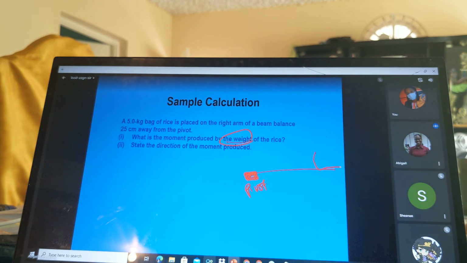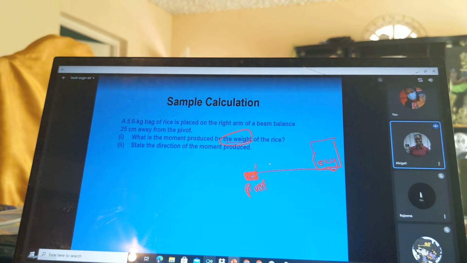They place a bag of rice of mass 5 kilograms. You see that? Yes, miss. So now they're asking you, between here and here is 25 centimeters, to find the moment produced by the weight of the force. So moment is equal to force times distance or displacement, so to speak.